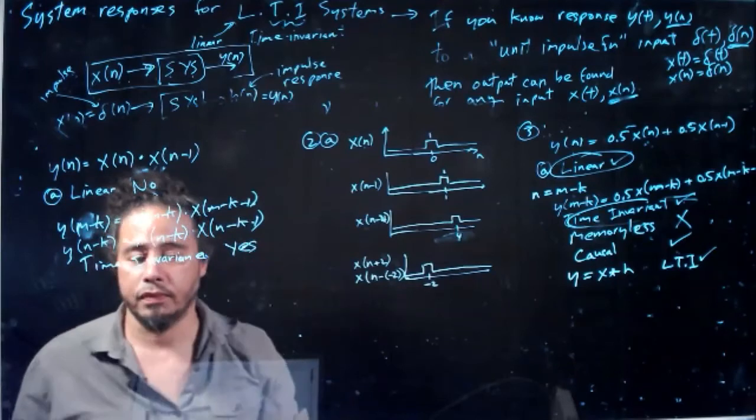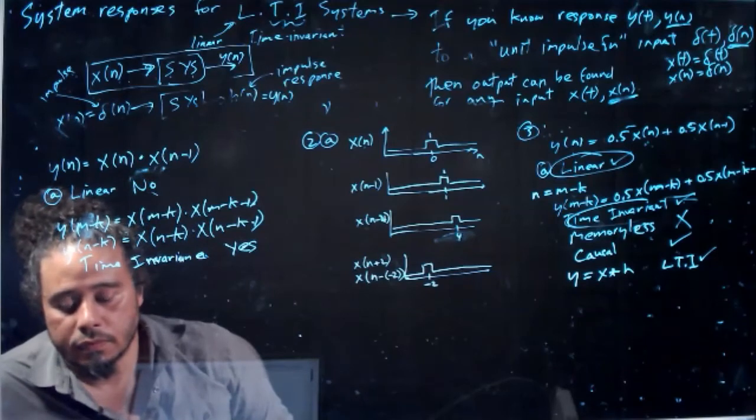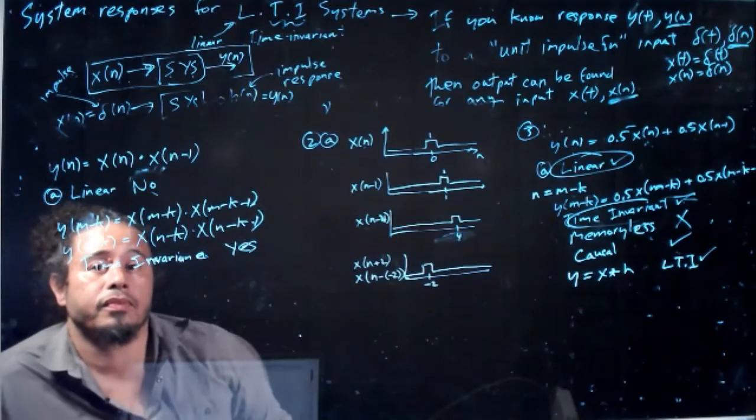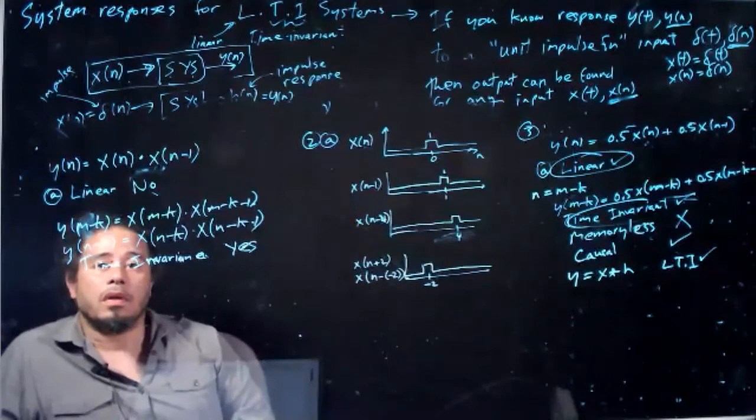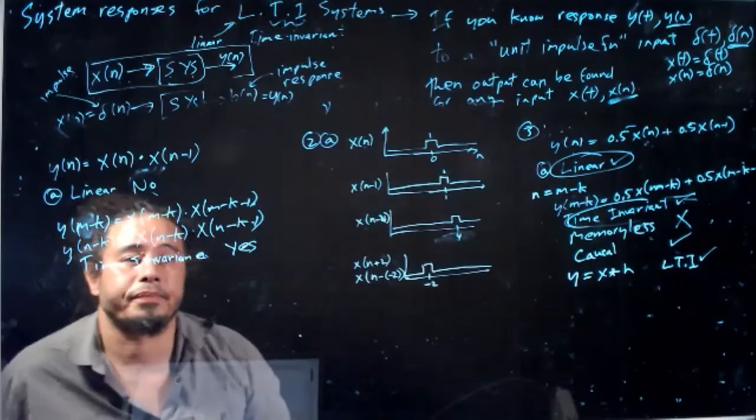Can I ask a question? Yeah. If the equation were instead y of n is equal to n times x of n, it would no longer be time invariant. That's absolutely right. Yeah.